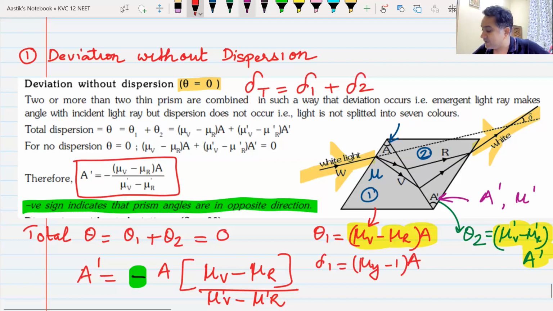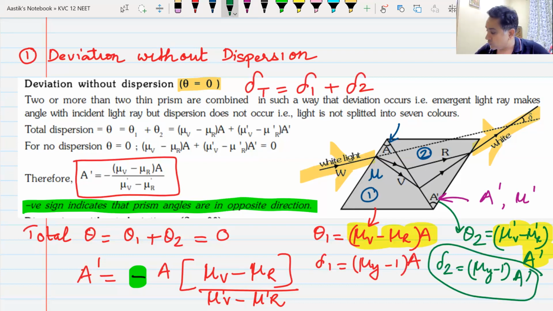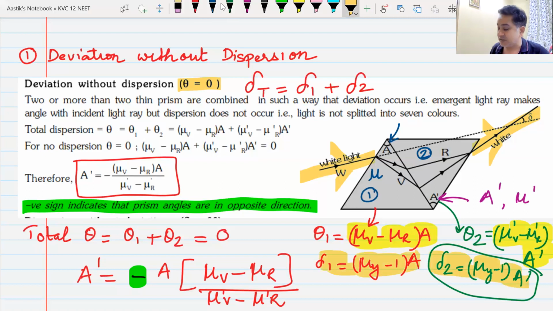You can find the deviation of the second prism by mu yellow dash minus 1 times A dash. Do we understand this? Yes, sir. Add both the two quantities and you will get the total deviation, because in this case there will only be deviation, but there will not be any dispersion. Do we understand this, everyone in the class?